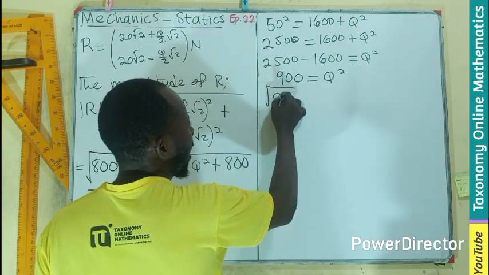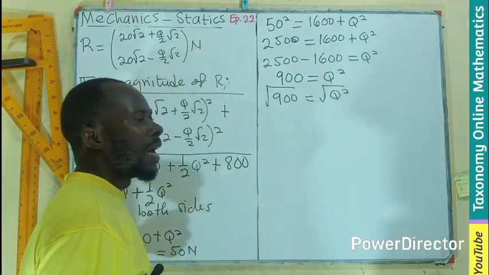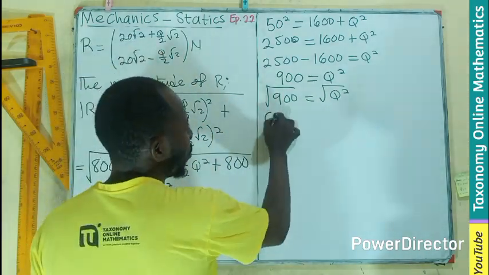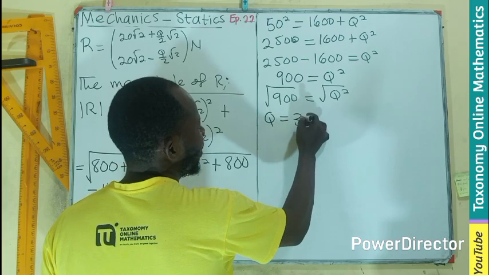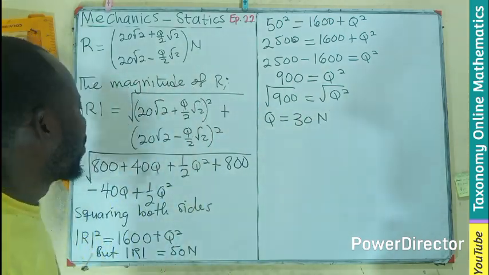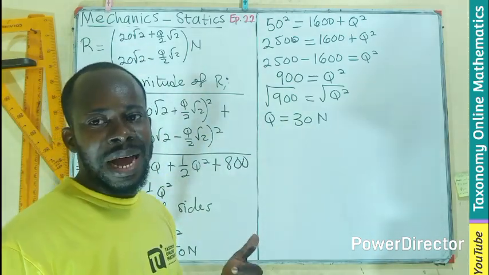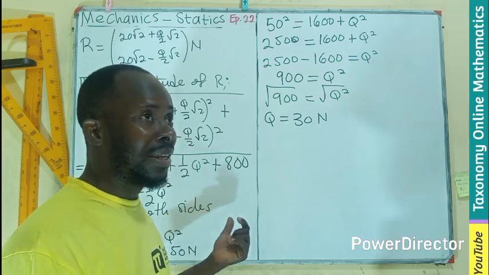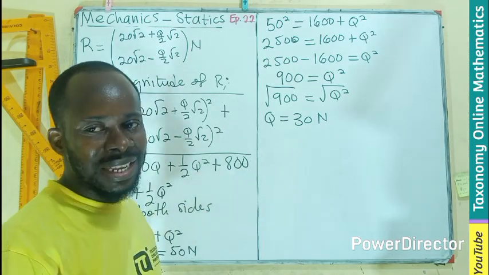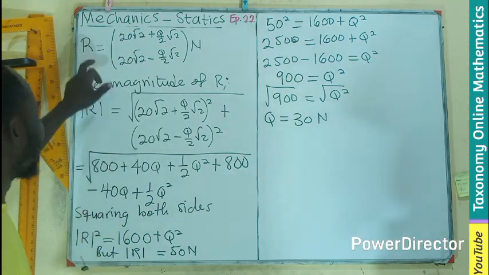Find the root of 900, the root of q square. I think 30 times 30 gives us 900. So that means q is nothing but 30 Newton. So we can see that this is going to be the value of q, which we are asked to find. I think the first thing is to find the value of q, then later on use it to find the direction. Now, if that is true, what will be the resultant?